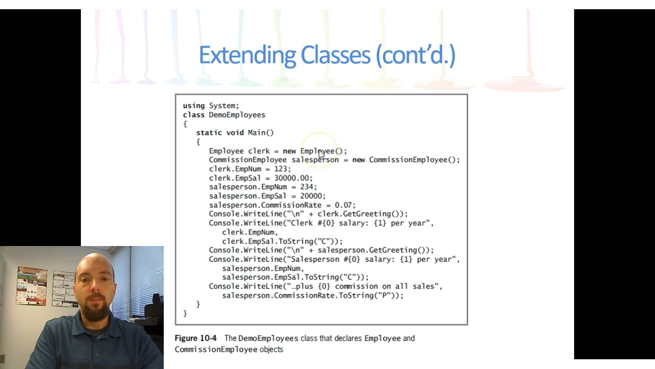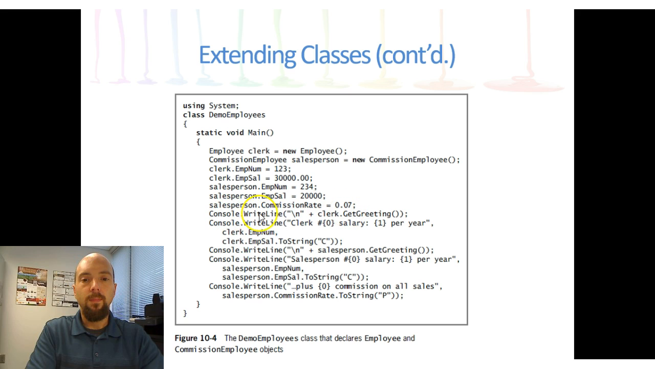All right, so we make this person called salesperson, which is a commission employee, and the clerk is a regular employee. The clerk has an employee number of 123. The clerk has a salary of $30,000. The salesperson has an employee ID number of 234, which it received from the base class. And then the salesperson has a salary of $20,000, which it receives from the base class. And then it also has a commission rate, which is defined in the derived class.